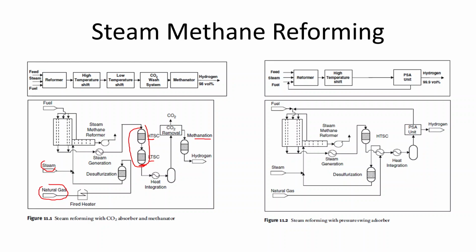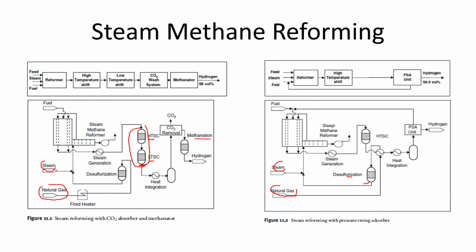Okay. And then this is another option. They have the same thing: natural gas and then steam. Natural gas is desulfurized, and then it goes here, and then goes into the reformer. The outlet is used to generate steam to get the heat, and then there is a high temperature shift reaction, and then some PSA unit, so pressure swing adsorption unit, where it separates the hydrogen from the gases, and that gas is then used again as fuel in this case.